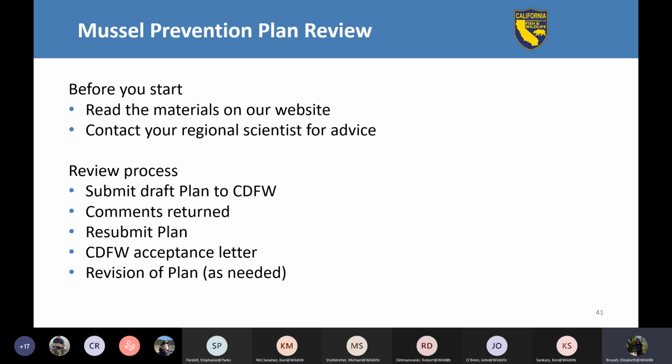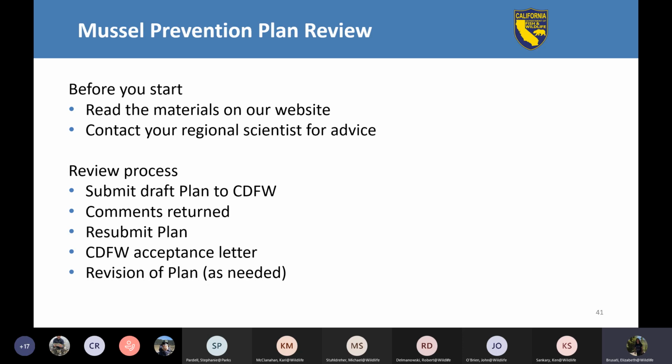And the process for review is that you'll submit a draft plan to CDFW that can go to your regional scientist. These plans are reviewed by the regional scientist and by me. I coordinate this on a statewide level. We will then return a list of comments to you and require your revisions. And I think every plan that I've reviewed in the last couple of years has needed some revisions, sometimes small revisions, sometimes more major ones. So plan in time for revisions into your process. And then you'll resubmit the plan after you've addressed those comments.